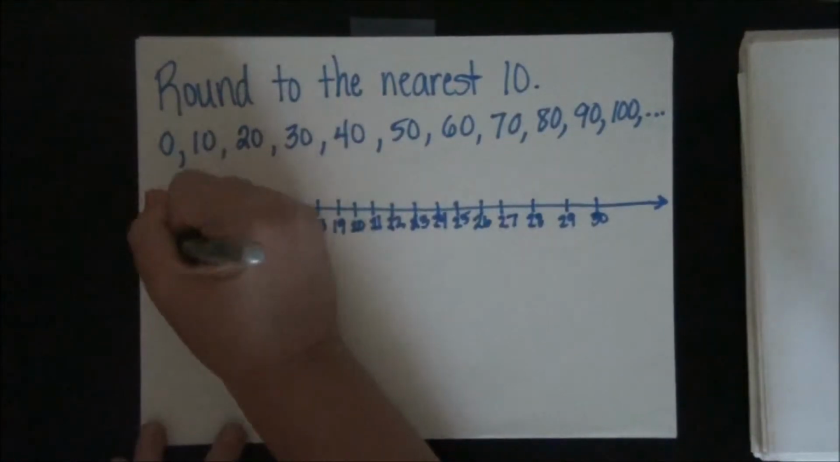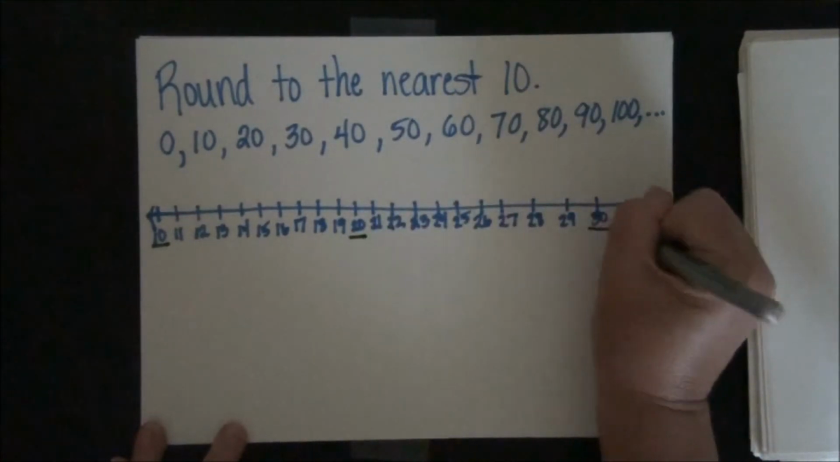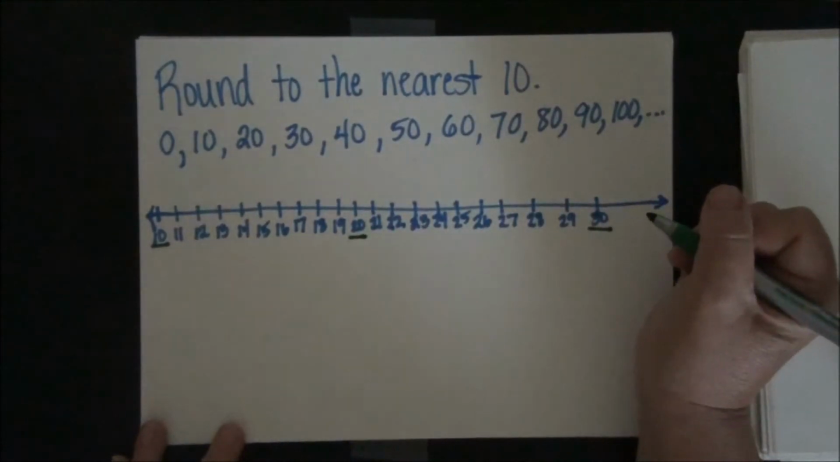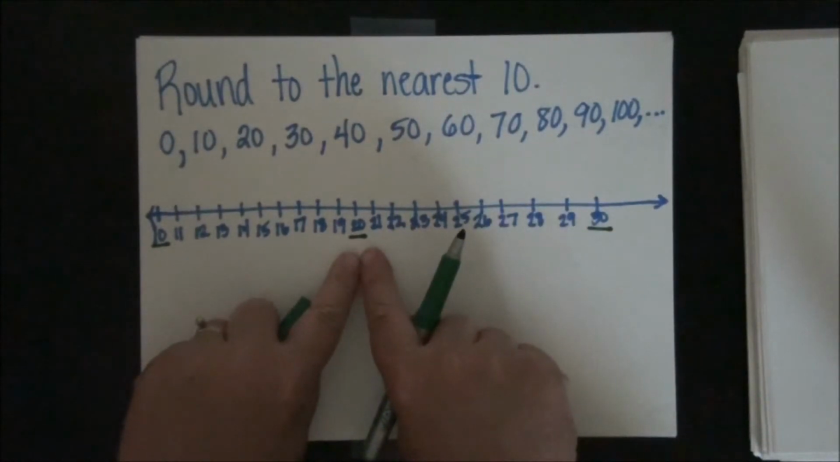So I'm going to underline our tens: 10, 20, and 30. We want to identify those numbers that are close to the ones that I just underlined in green. Not those numbers, but the close ones.